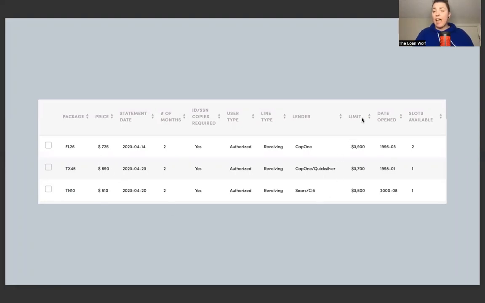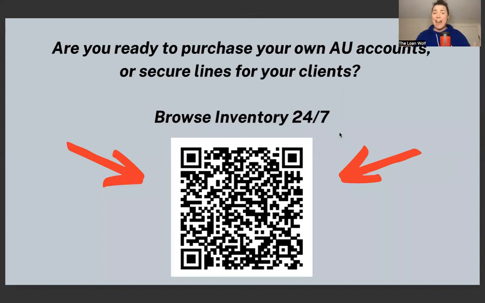The other ones that we have in the 3,000 limit, the credit limit age, will be down in the $200, $300 range because most of them have been open the last few years. And so these are forever changing and we're constantly adding more inventory.